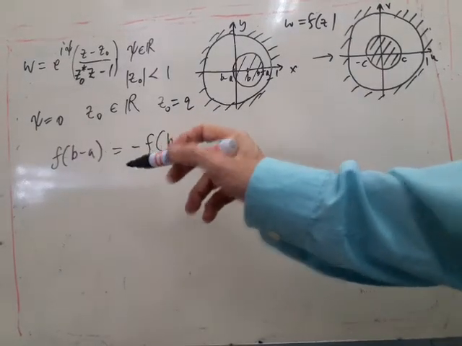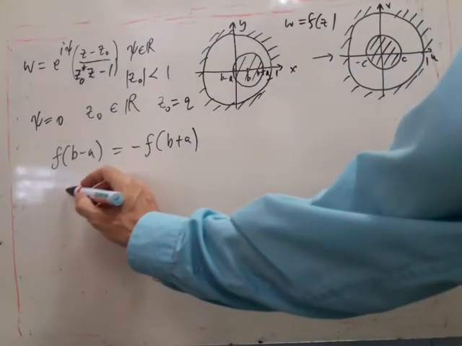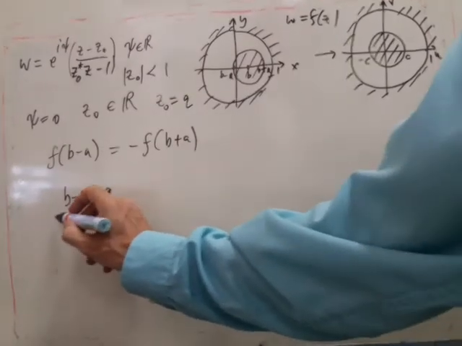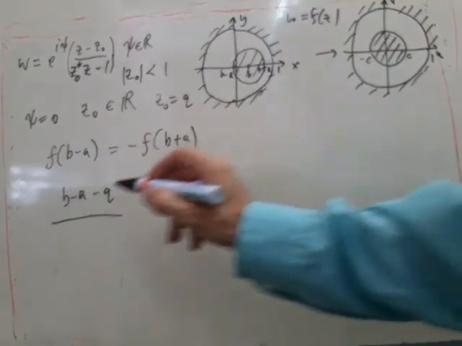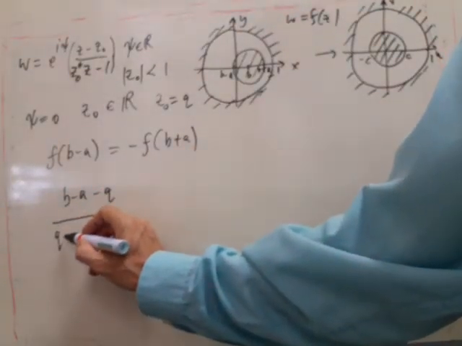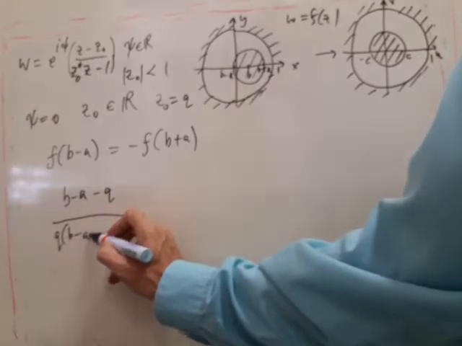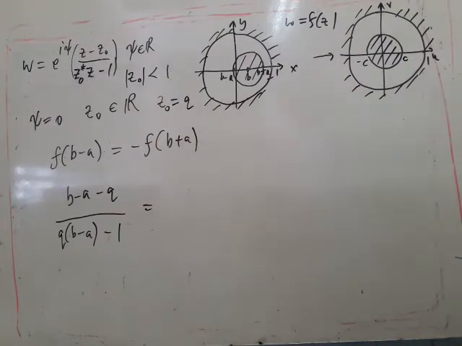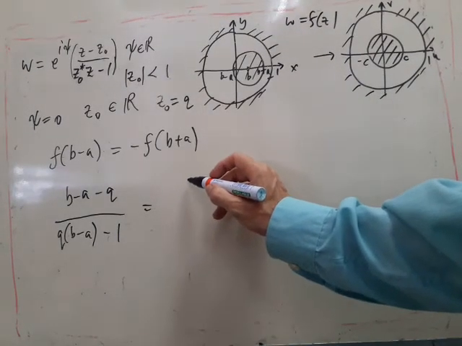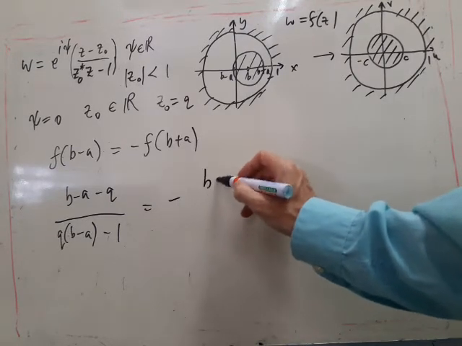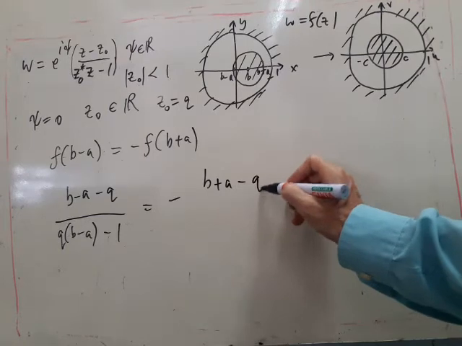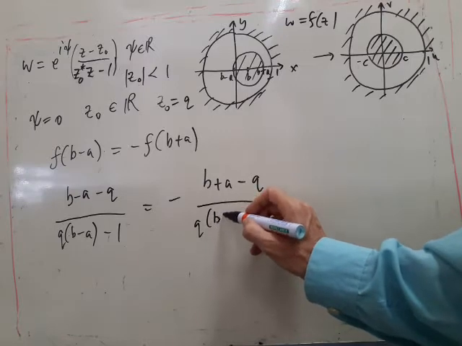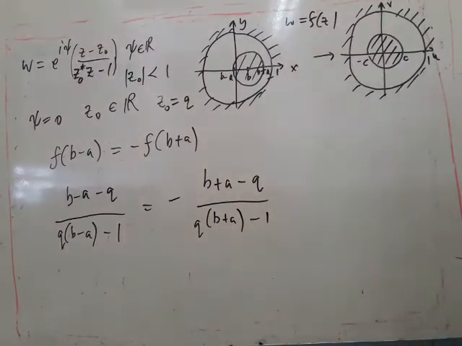So if I plug that in, I get b minus a minus q over q times b minus a minus 1 has to equal minus b plus a minus q over q times b plus a minus 1.